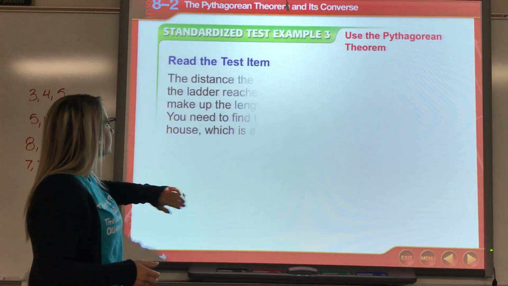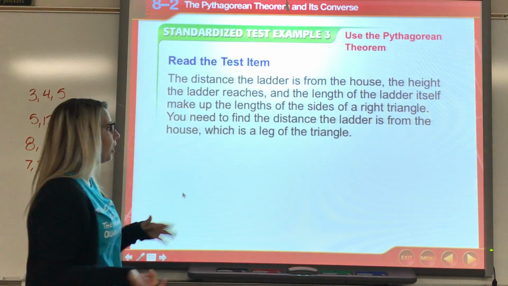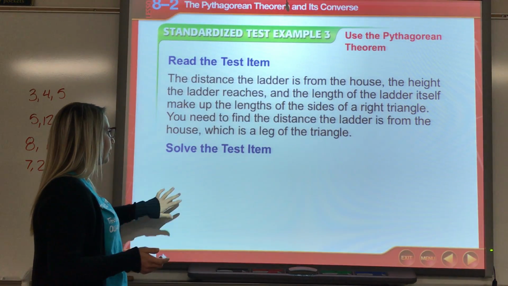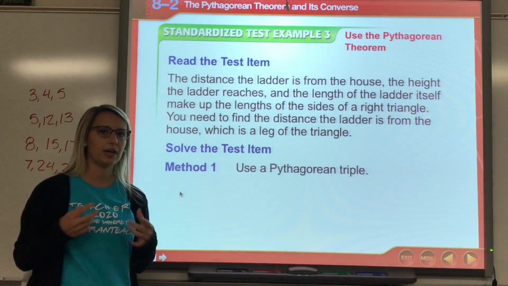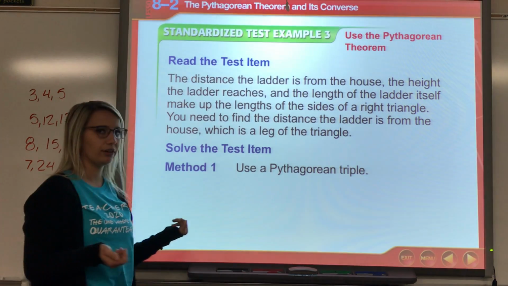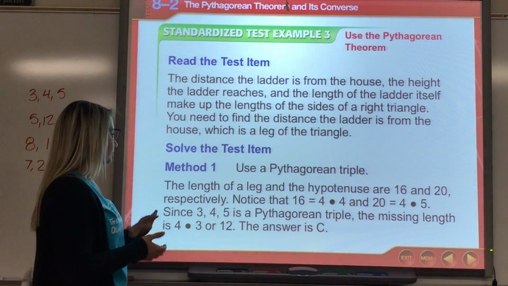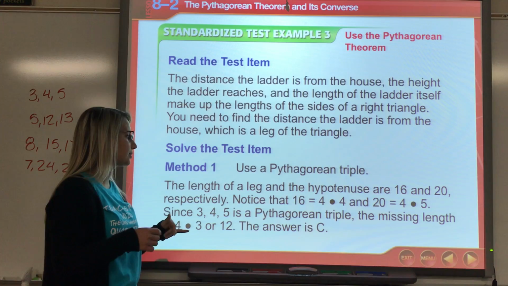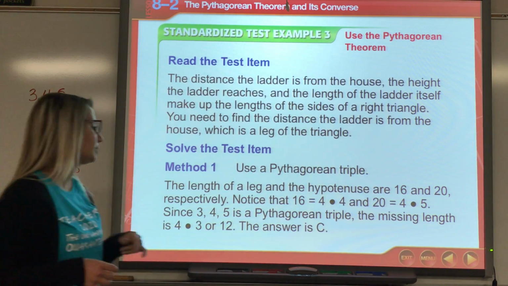So we read the test item, we understood the problem, we kind of know what's going on. Now to figure out how to solve it, there's kind of two different ways. One, we could use the Pythagorean triple. So we're going to go ahead and do that.